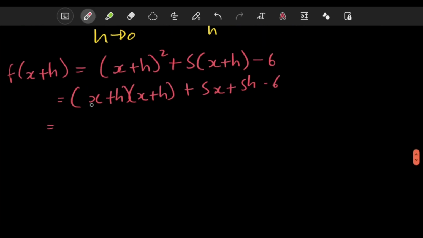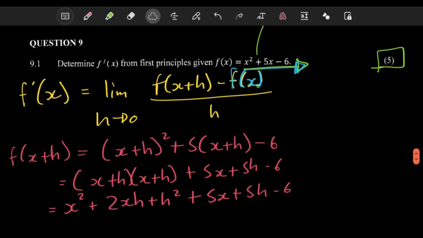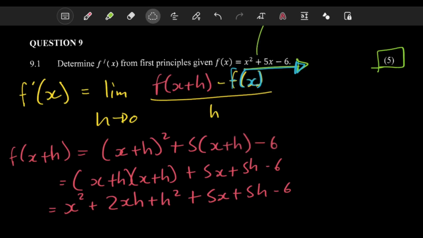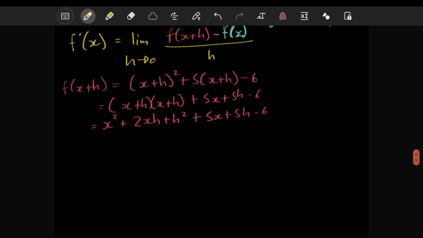Here you know that x times x is x squared, and then x times h gives you xh, but when you do it again, you have 2xh, and then h times h is just h squared. That's just foiling here. Then 5x plus 5h minus 6. There you go. This is what you're going to put where you see f of x plus h. Let's color code it like we have done for the others. Done. Now let's just throw everything into the formula. It makes it less cluttered if you do that.